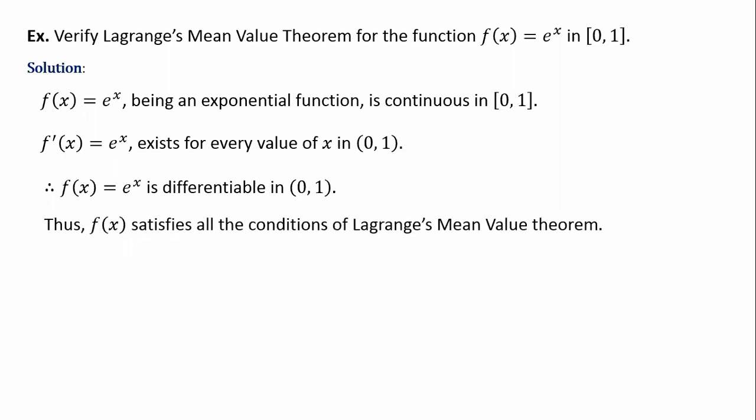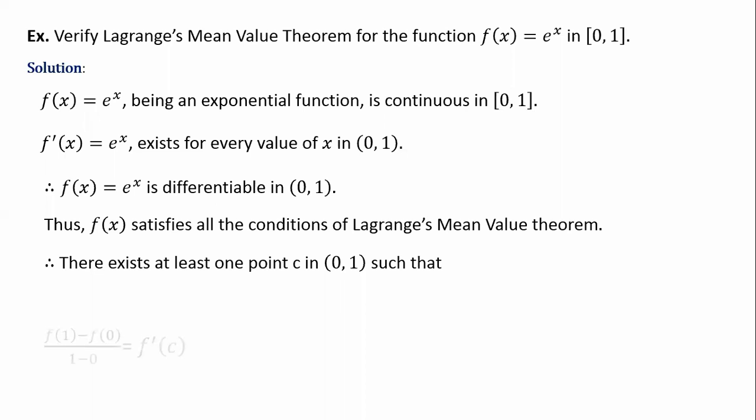Therefore, we can say that by Lagrange's mean value theorem, there exists at least one c in the open interval (0, 1) such that (f(1) - f(0))/(1 - 0) equal to f'(c). Now f(x) is e^x. So f(1) is e^1 minus f(0) is e^0, divided by 1, and that is equal to f'(c). We know f'(x) is equal to e^x. So f'(c) will be e^c.